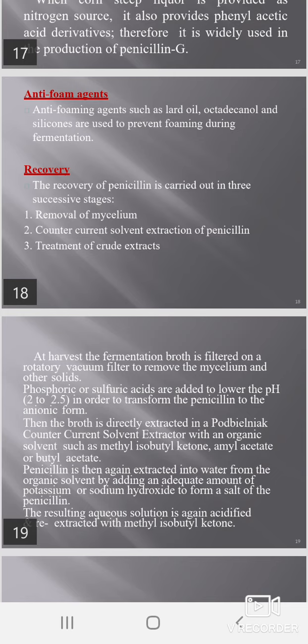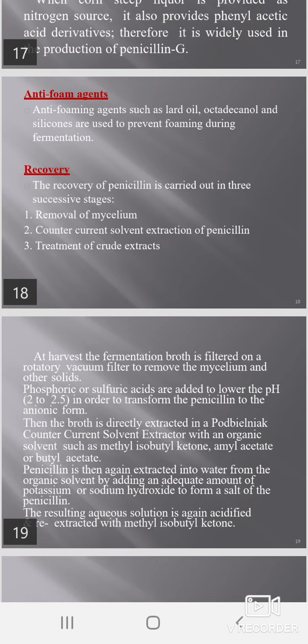Then the broth is directly extracted in a counter-current solvent extractor with an organic solvent such as methyl isobutyl ketone, amyl acetate, or butyl acetate. Penicillin is then again extracted into water from the organic solvent by adding an adequate amount of potassium or sodium hydroxide to form a salt of penicillin. The resulting aqueous solution is again acidified and re-extracted with methyl isobutyl ketone.